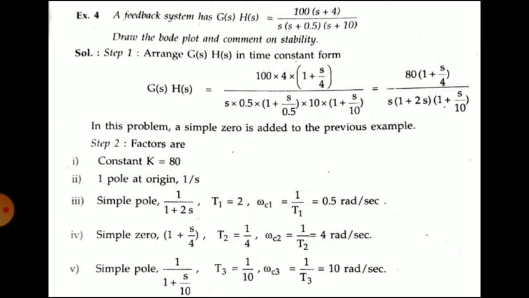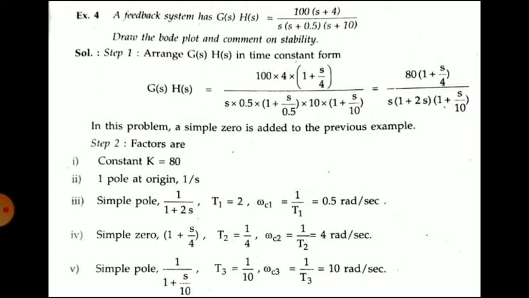Then point number 5, that is a simple pole, 1 upon 1 plus s upon 10. So that is indicated in the denominator. And a simple zero, that you will get in the numerator. So that is 1 plus s upon 4. That is a simple zero.